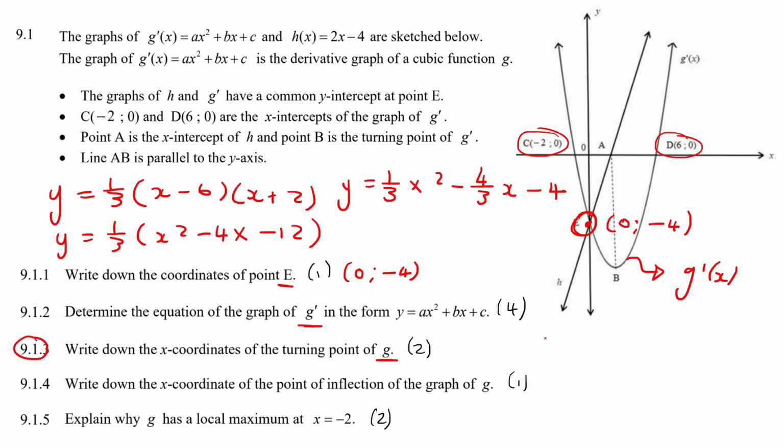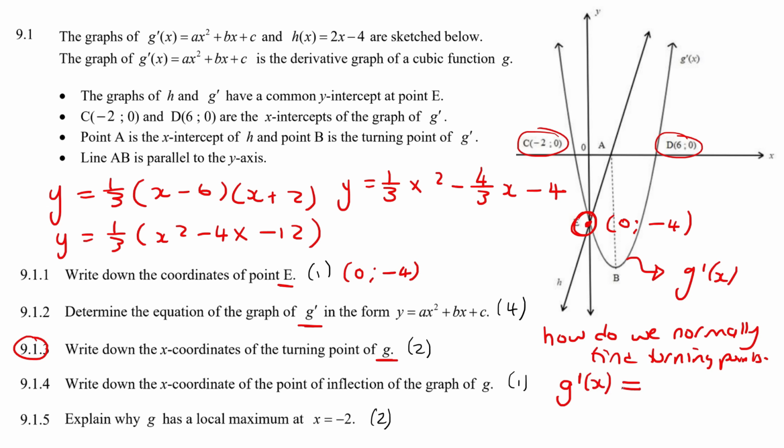So think about this. How do we normally find turning points? That is normally when the first derivative is equal to 0. So here we have the graph of the first derivative. This is the graph. So where is it equal to 0? It is equal to 0 over there, and it is equal to 0 over there. It's not the turning point of this graph that we're looking at. So it is equal to 0 over there, and so you would say x equals -2 or x equals 6.